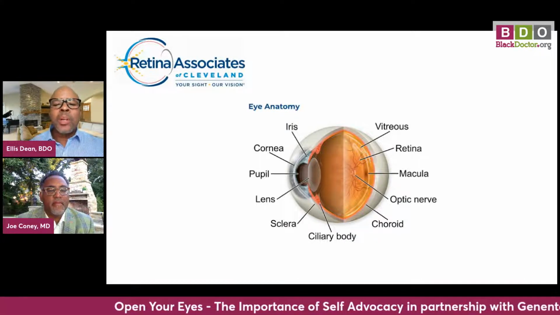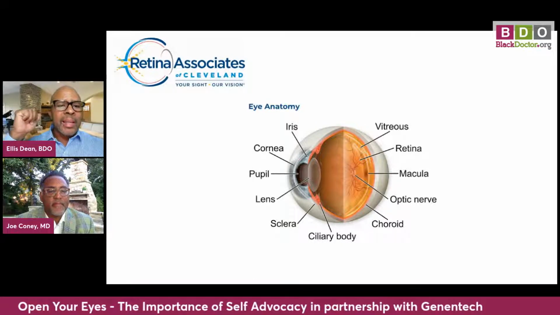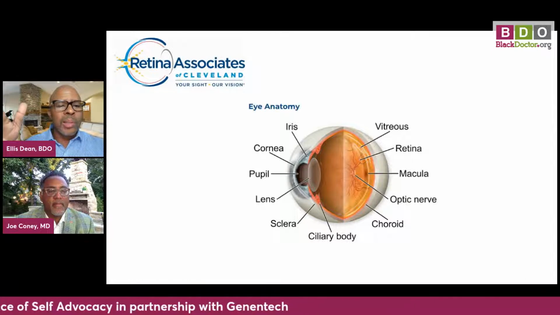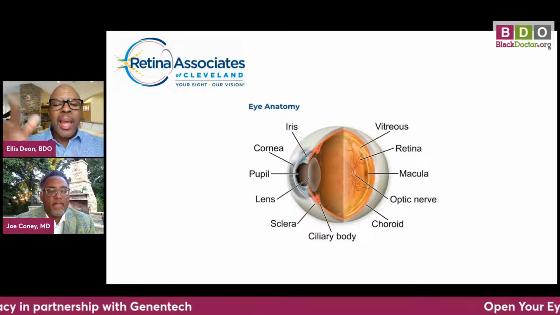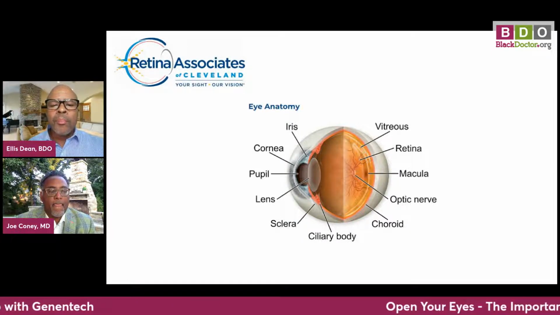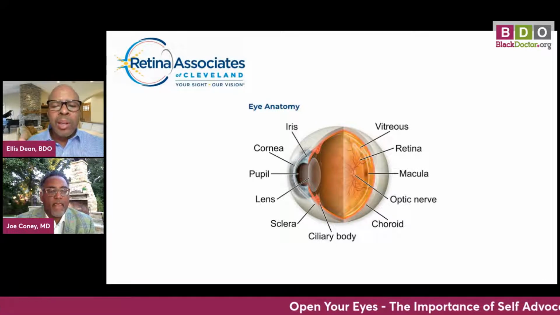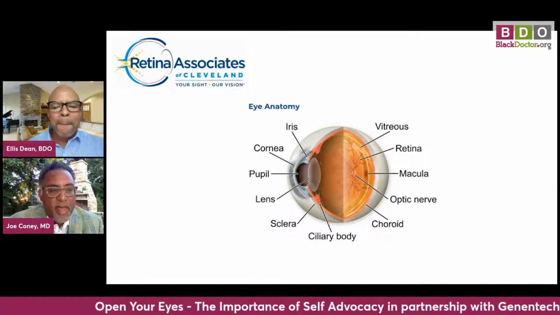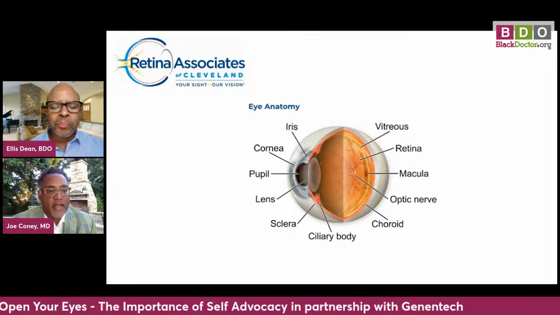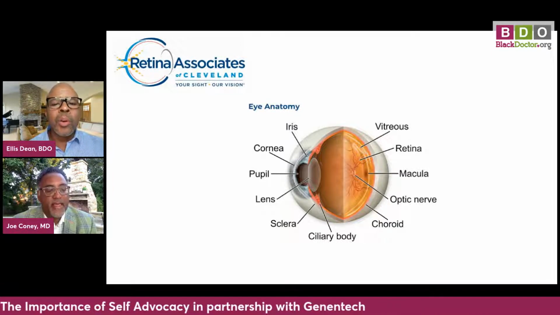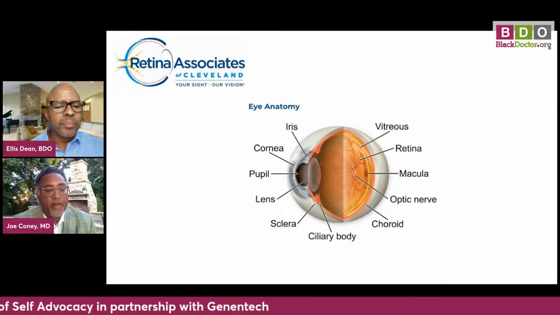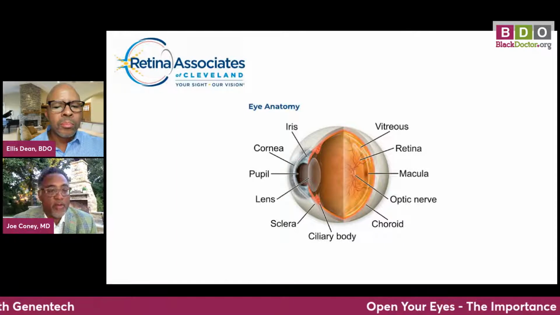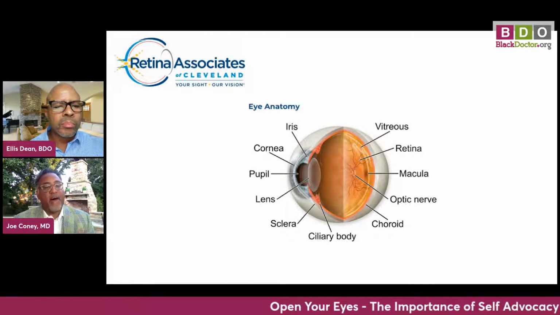Okay, so the optic nerve goes into the brain, and then the brain perceives whatever we're looking at. So the macula, I've heard of, was it macular? So the macula is just a location in the back of the retina. It's temporal to the optic nerve, so it sits on the outer side. And the macula is extremely important because that's important for all of your fine vision.